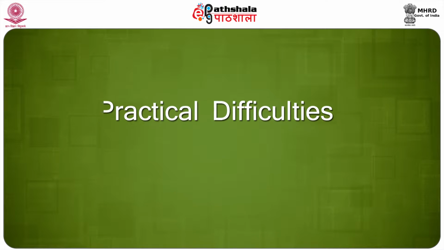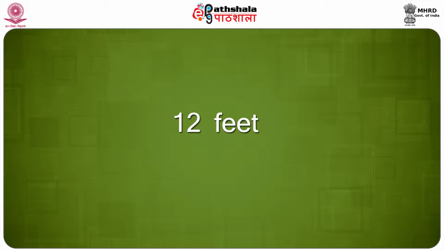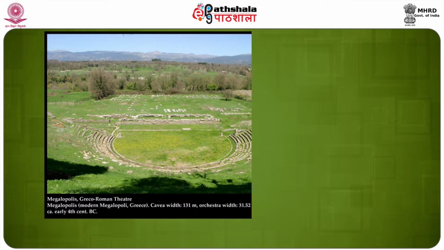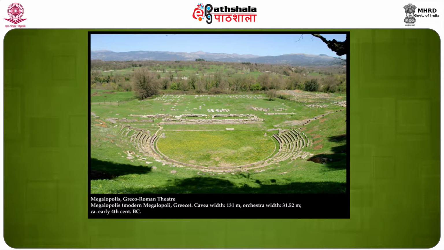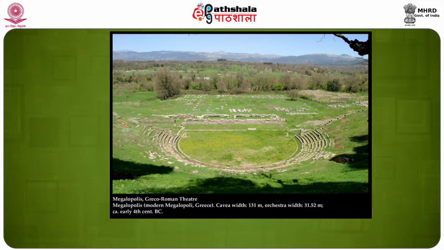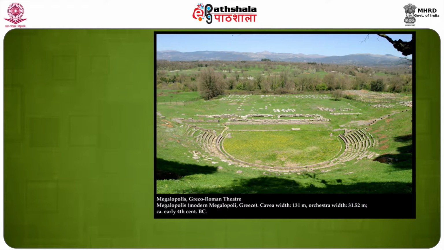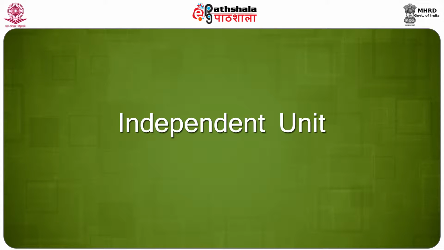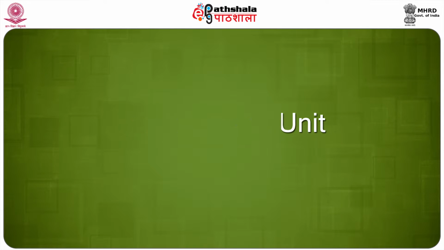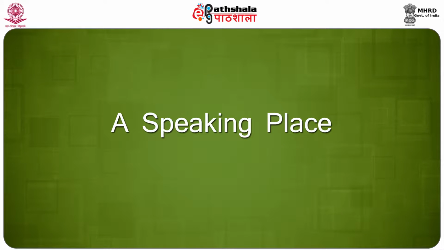The remains of the theatre at Epidaurus suggest that it was 12 feet high, and 6 feet at the Megalopolis auditorium. However, both these auditoriums are of a later period, and the role played by the chorus had undergone a great change. In the orchestra, it had now the status of an independent unit. The place where the actors acted or spoke their dialogue was known as logeion. The word literally means a speaking place.